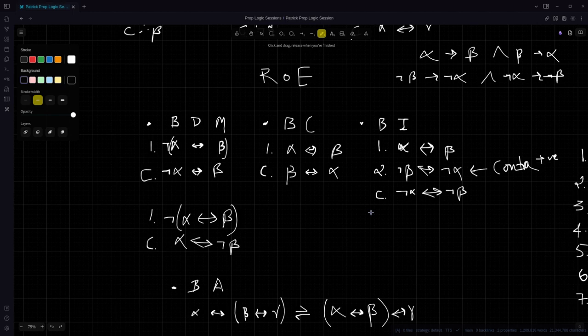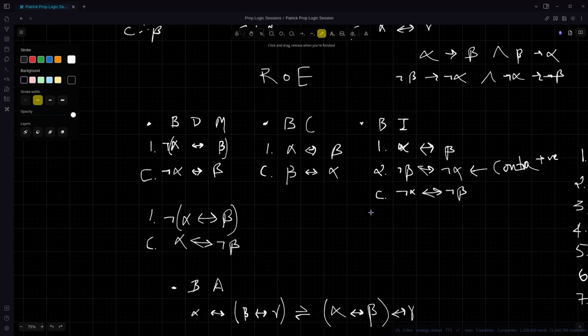Here, all four forms are logically equivalent. Could you repeat that? Sorry. Yeah, here all four forms are logically equivalent. So when you say all four forms, what are you referring to?